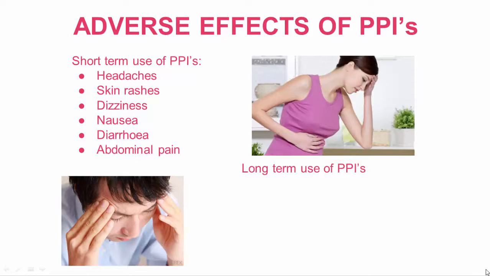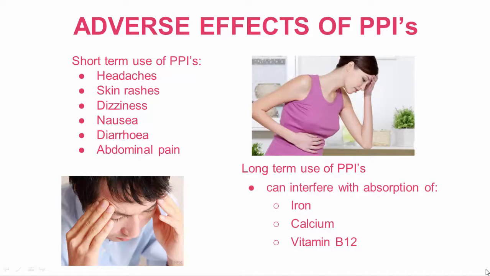Long-term use of PPIs can interfere with the absorption of iron, calcium, and vitamin B12. Iron and vitamin B12 are dependent on gastric acid secretion, therefore inhibiting the production of gastric acid by ingesting PPIs will decrease the absorption of these. PPIs may also decrease calcium and bone absorption, therefore increasing the risk of fractures.